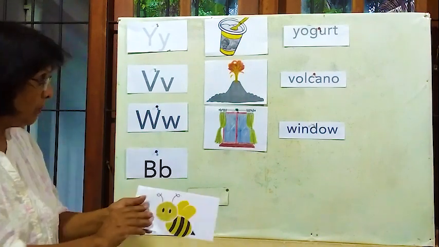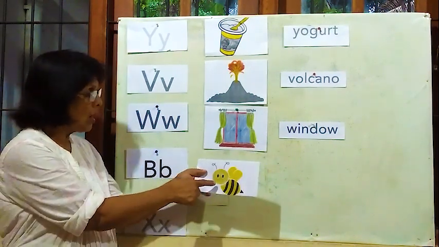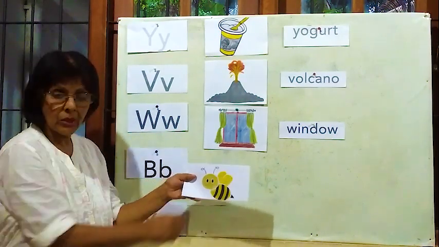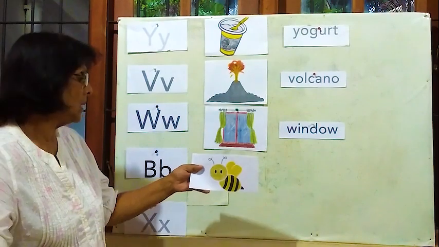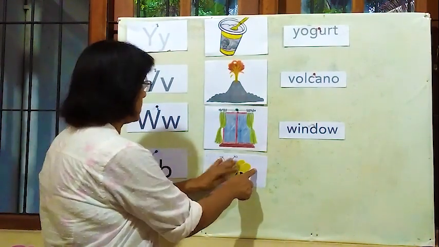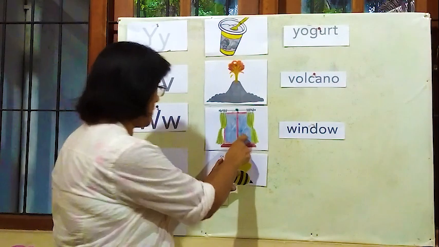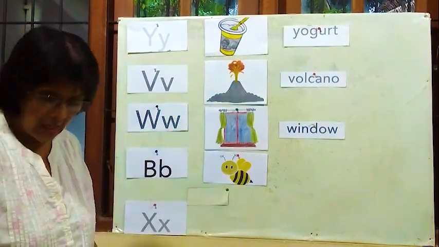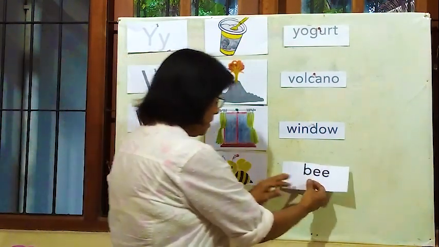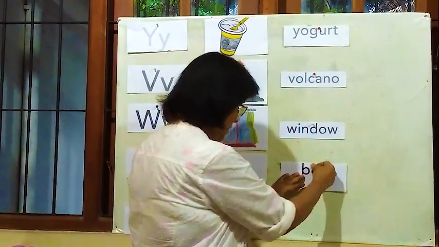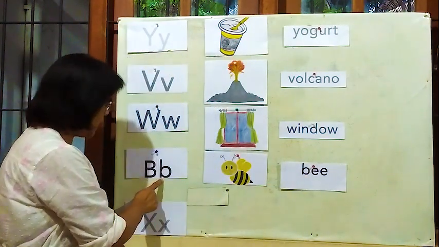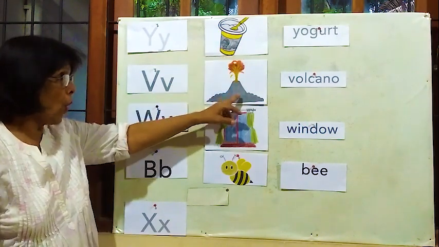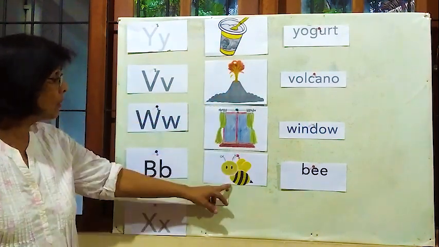What's this? B. Here, B for B. Capital B, simple B. The picture here, B. What is this? B. Look, B. B for B. Here, the picture, B. The first letter here, B. B for B. Here, yogurt, volcano, window, B.